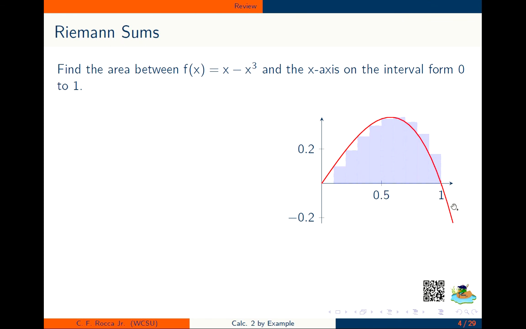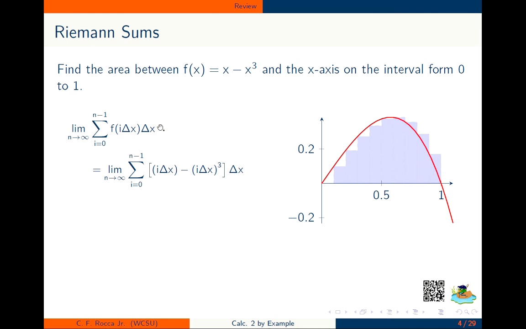So here are our axes, here's our function. And because the function is curved, maybe we don't have a good way to find that area. So what we do is we approximate the area underneath that curve and above the axis by using a lot of little rectangles, okay? And then we add up the areas of those rectangles, okay?